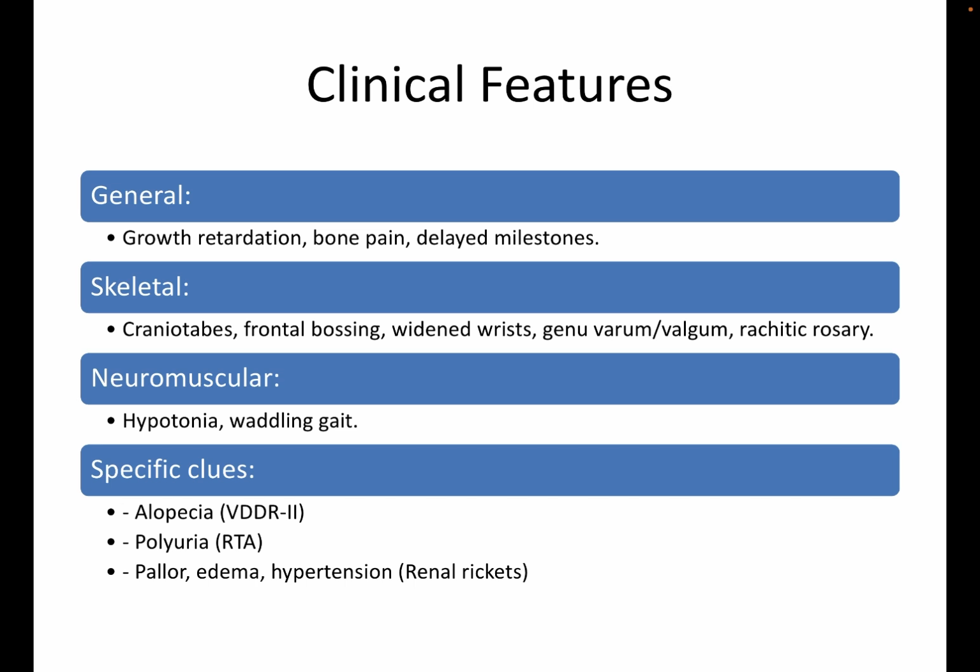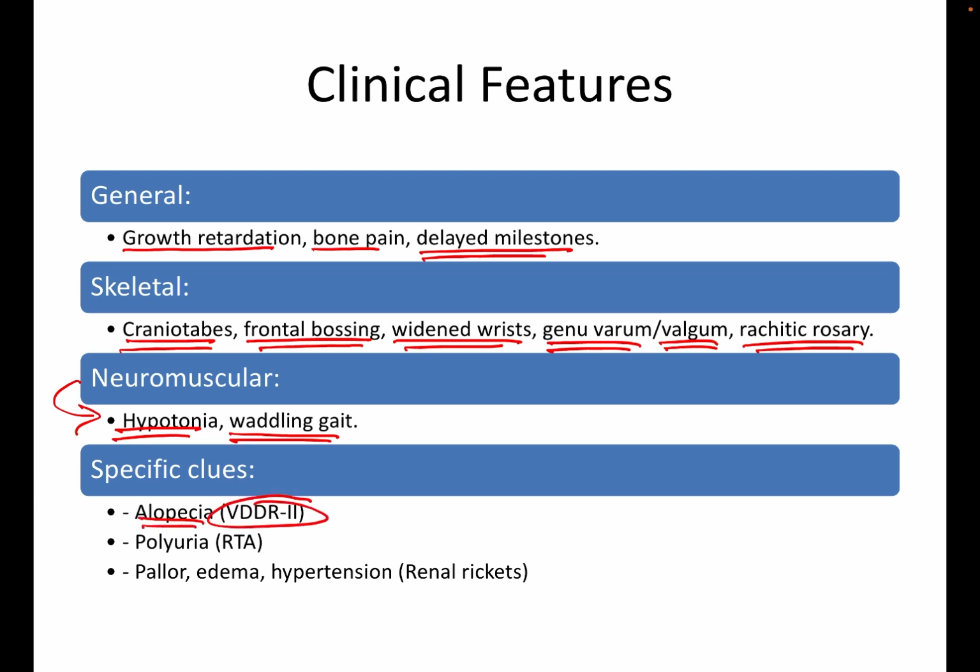Clinical features include growth retardation, bone pain, and delayed milestones. In case of skeletal features, there will be craniotabes, frontal bossing, widening of the wrist, genu varum or valgum, then rachitic rosary will be there. There will be hypotonia and waddling gait as neuromuscular presentation. In specific causes, there will be specific systemic signs, like alopecia in vitamin D dependent rickets type 2, polyuria in RTA, and pallor, edema, and hypertension associated with renal rickets.